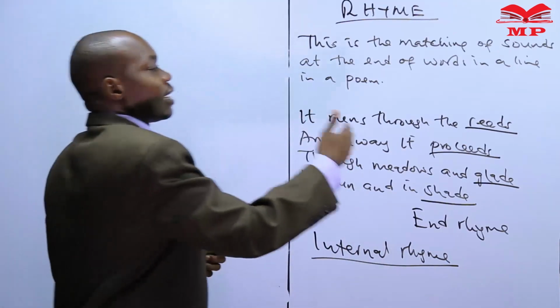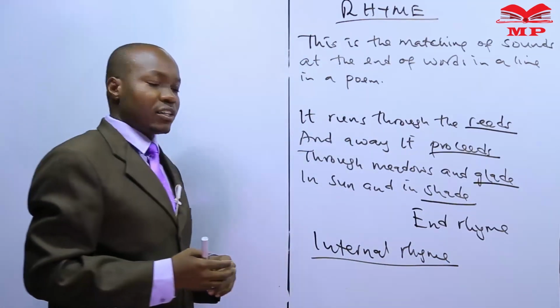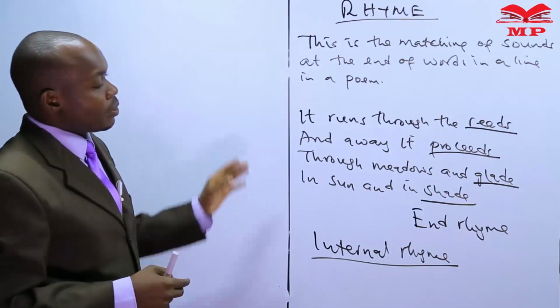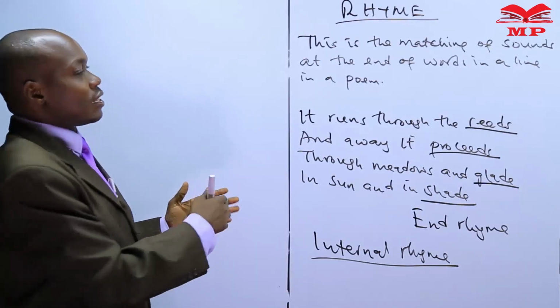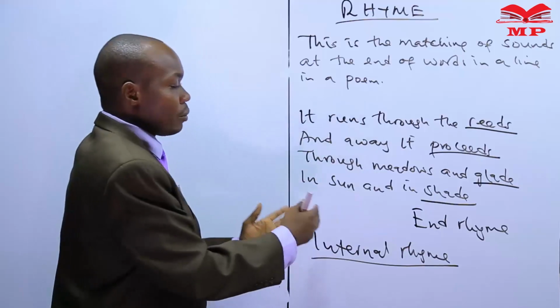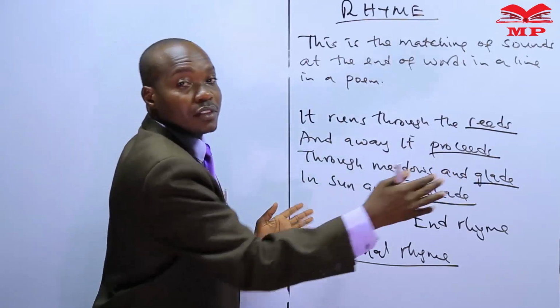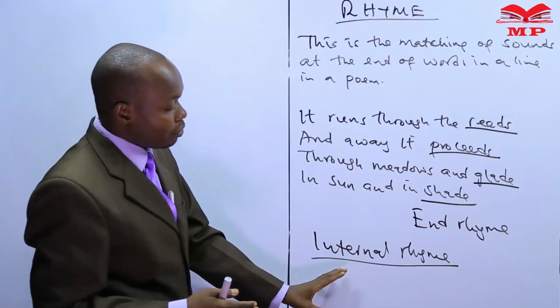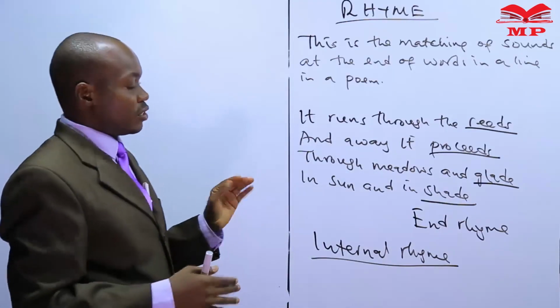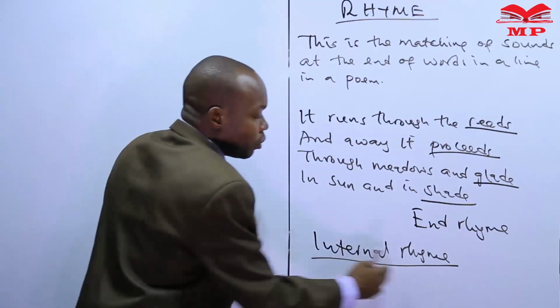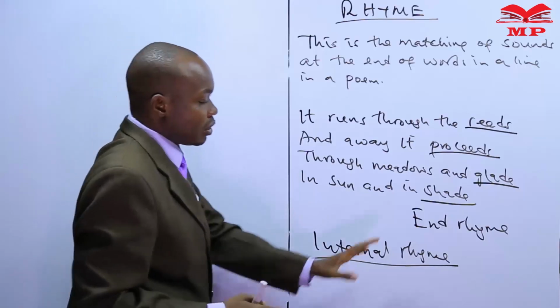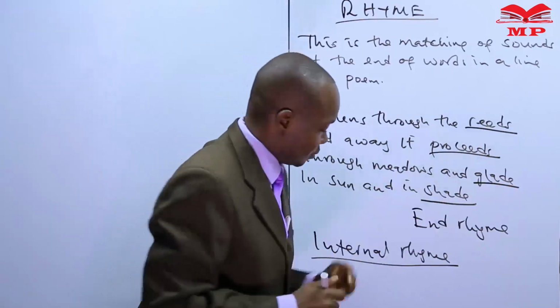Now, just like end rhyme, where sounds match, in internal rhyme, we'll find that a word that is in the middle of a line will match with a sound that is at the end of the line. So in internal rhyme, we find that sounds match. Sounds which are in the middle of a line will match with the sounds at the end of a line.